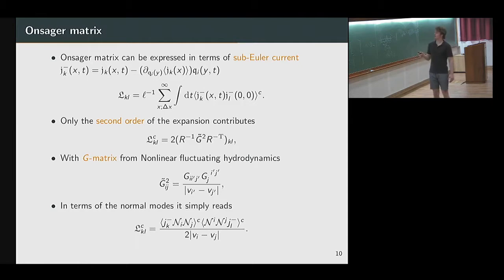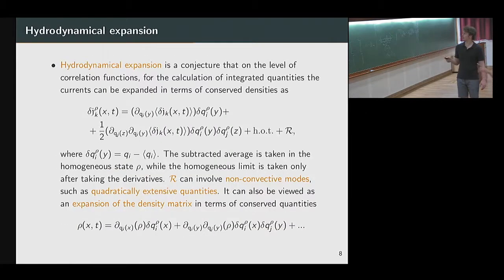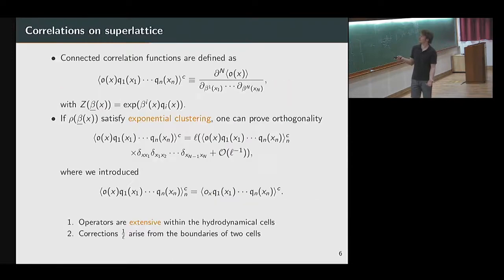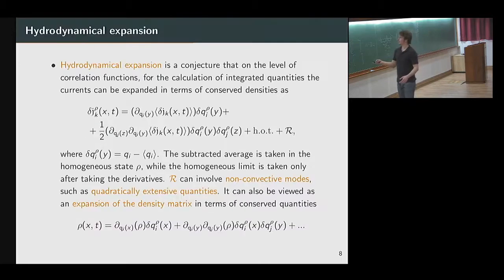Okay, so for the Onsager matrix, basically what you get here is a two-point correlation function, which, as I mentioned, scales linearly with the size of the cell. What you're doing here is taking derivatives with respect to expectation values, which are extensive. So basically, this produces order L, and these two derivatives produce 1 over L squared.